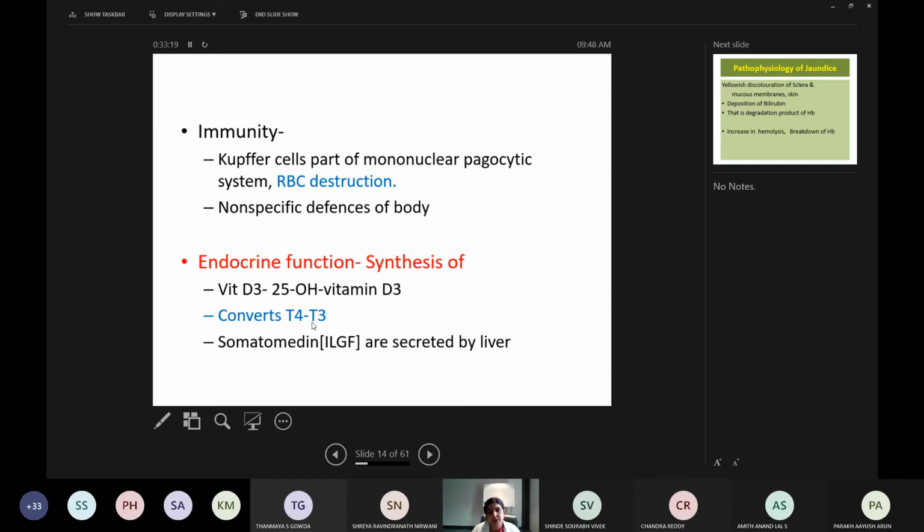So thyroid function tests may become abnormal in fatty liver or cirrhosis of the liver, because this converting step does not take place if liver function is affected. Then somatomedins, like insulin-like growth factors, are secreted by the liver. You know the role of somatomedin in the normal function of growth hormone and insulin and other tissues. So if somatomedins are not secreted, it will show all the deficiency from the lack of somatomedin. I am telling you the function along with its insufficiency, so please remember.